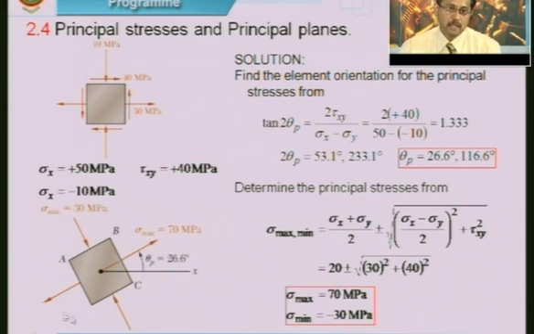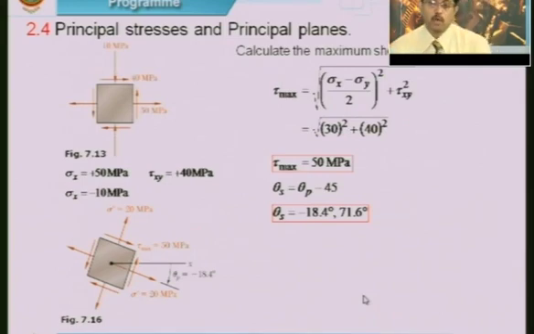So, this gives us the plane on which the normal stress would be maximum, which is inclined at an angle of 26.6 with the x axis, and the other plane would be inclined at an angle of 116.6 degrees. The normal stress acting on this plane is 70 megapascal, which is positive, whereas on this plane it would be compressive and the value is 30 megapascal. So, this gives us the principal planes and the normal stress acting on the principal planes, which are the maximum and the minimum stresses.